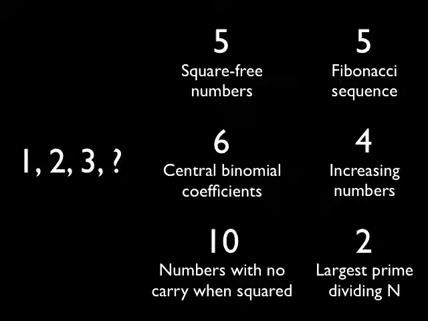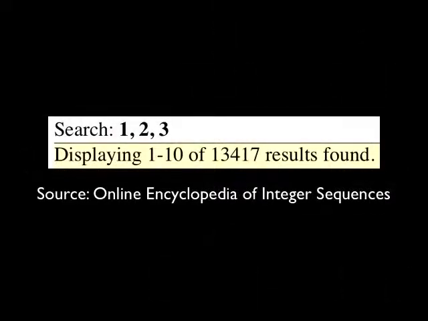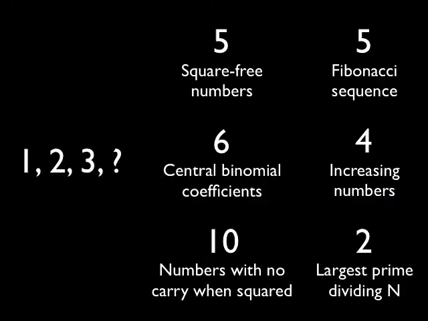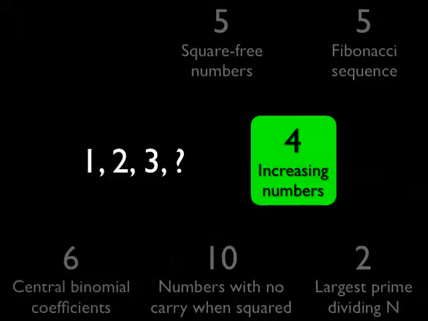Actually, there's an encyclopedia online called the Online Encyclopedia of Integer Sequences, and it reckons that there's 13,000 sequences of integers which contain the numbers 1, 2, and 3. Actually, there's an infinite number. And here's obviously some of them. So how the hell are we supposed to choose? But the important thing is that if you have no idea which one is the correct answer, you probably should first of all start assuming it's 4.